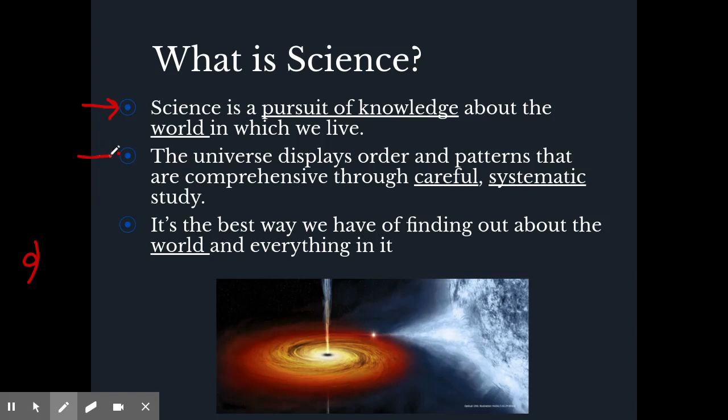Secondly, it's important to note that the universe displays order and patterns that we can understand through careful, systematic study. This is very interesting. I say a lot of times that science and math pretty much go hand in hand. Science is systematic. There's a process that we go through to study science, and it's important to make sure you follow those steps in order. Just like in math, you don't want to do things out of order or you'll get the wrong answer.